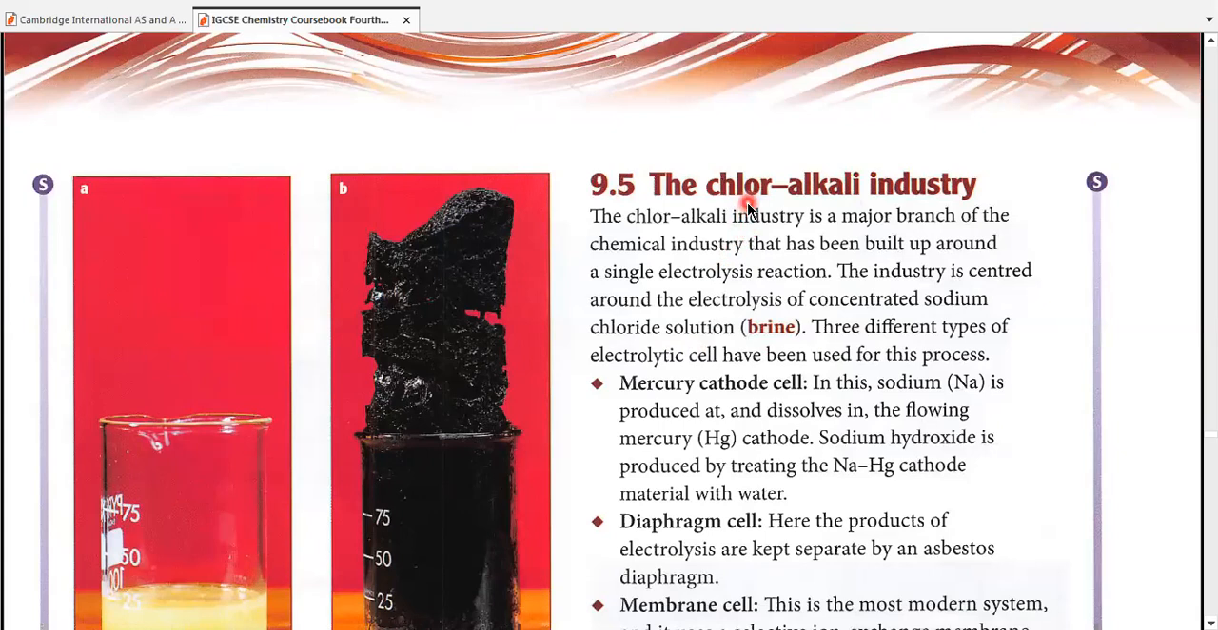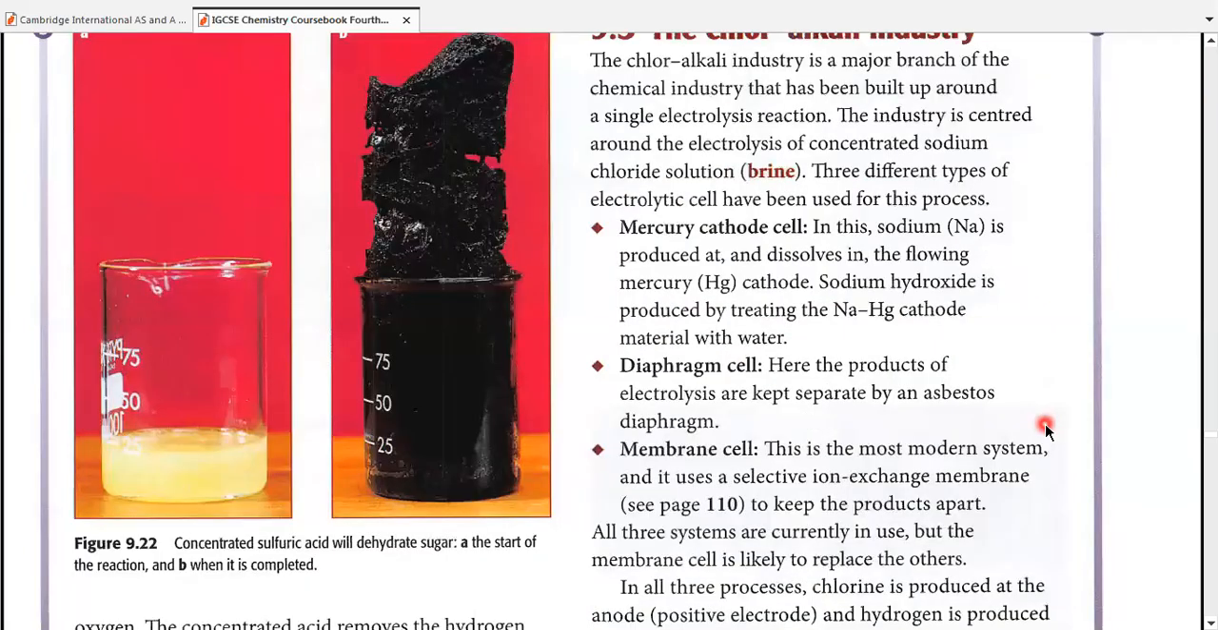Why? This industry had 3 products. One was chlorine, hence the word chlor. Second one was hydrogen, not written or mentioned over here. Third one was sodium hydroxide, and sodium hydroxide is one of the best alkalis in the world, hence the name chlor-alkali industry. You might want to write it down. Chlor comes from the product chlorine, and alkali comes from the product sodium hydroxide. If you want to write it down, you may write it down. Take a few seconds.